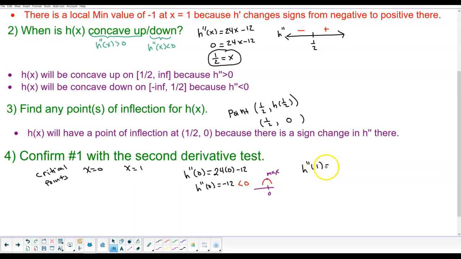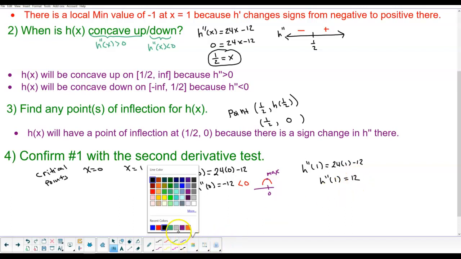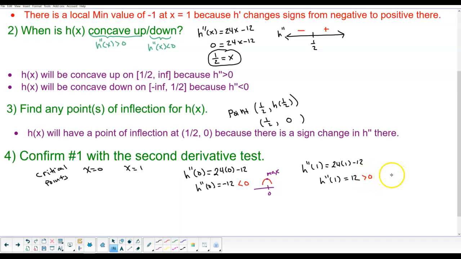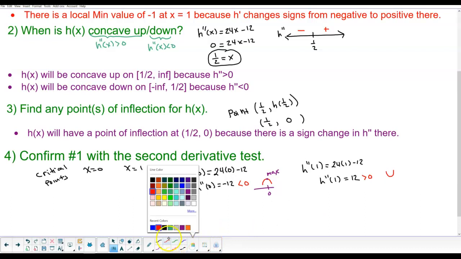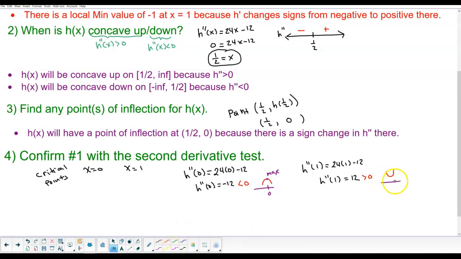Let's test 1. If I plug 1 into the second derivative, I get 24 minus 12, which is a positive 12. Notice positive 12 is greater than 0, so that means that the second derivative is concave up right at the critical value of 1, so that means that at that point there must be a minimum. So how do we write our answer?